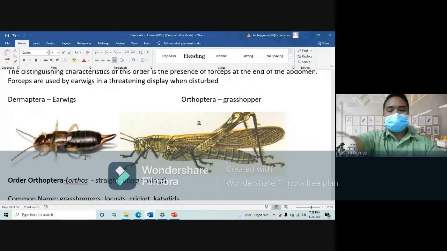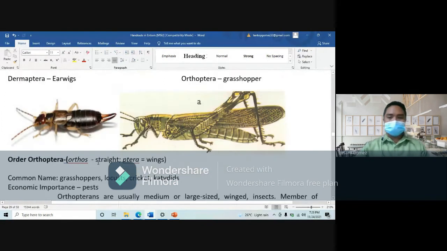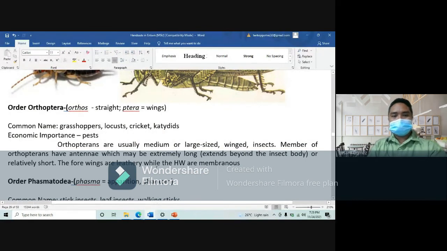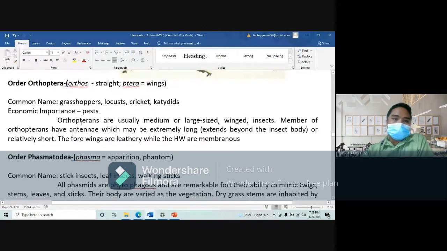Okay, the other order, kani common gyapon ni siya nga order, is Orthoptera. This consists of two words, ortho and the other one is ptera. Ortho means straight, ptera means wings. Okay, one best example of this order is the grasshoppers, the locusts. The others also are the crickets and the katydids, cicadas, no? Mga cicadas. Okay, importance of this is it serves as pest.